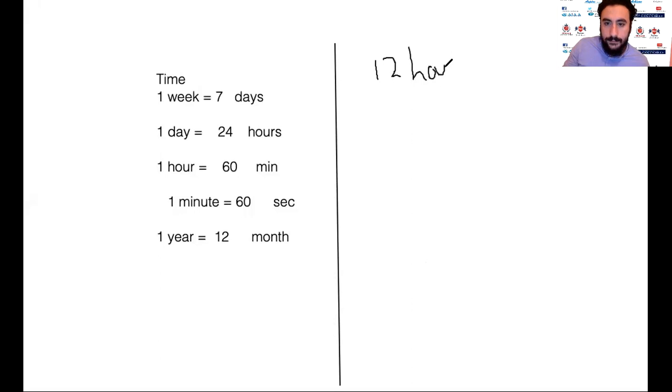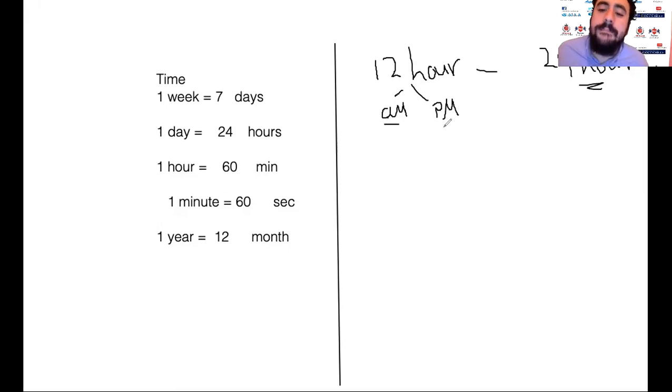12-hour and 24-hour clock. Okay, so the 12-hour clock consists of AM and PM. AM is after midnight, which is in the morning, and PM is post meridian. It's an abbreviation of a Latin phrase, and post meridian in Latin means afternoon. So when I talk about PM, that means afternoon.